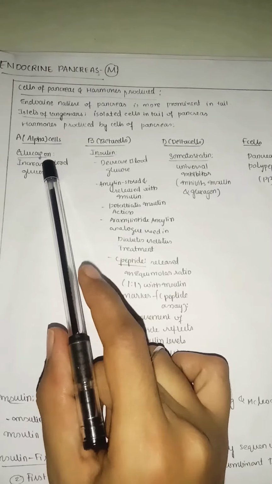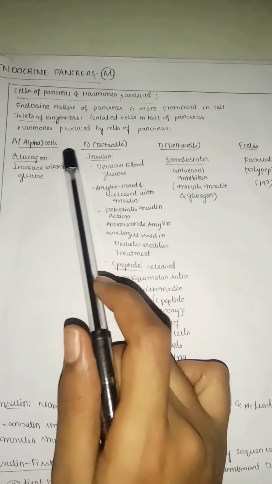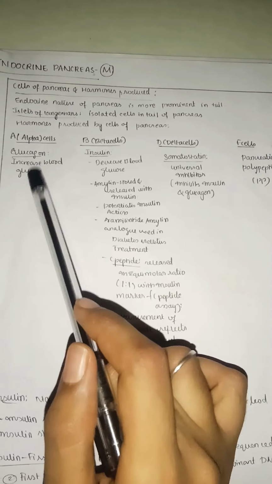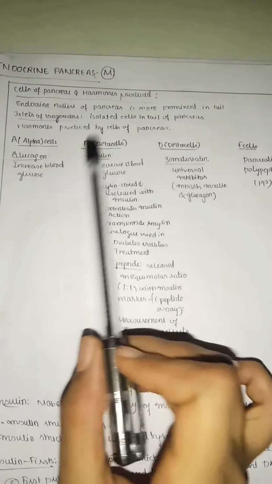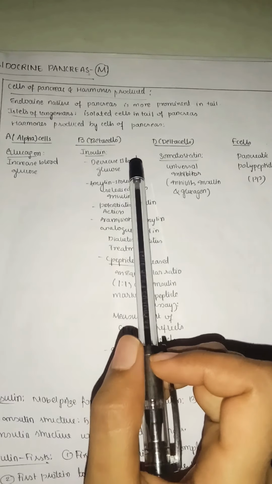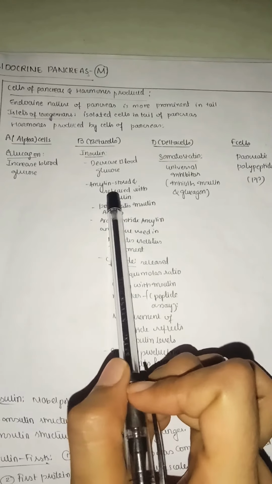A is for alpha cells, which mainly produce glucagon. Glucagon is useful to increase the blood glucose. And B is for beta cells, which secrete insulin. Insulin mainly decreases the blood glucose, and beta cells also produce amylin.